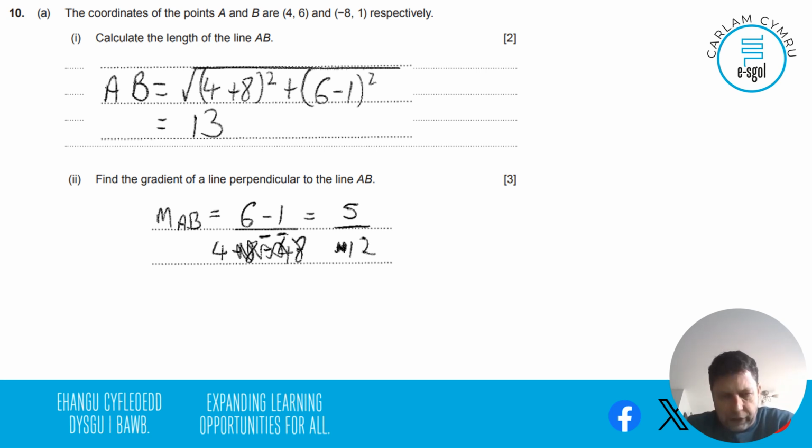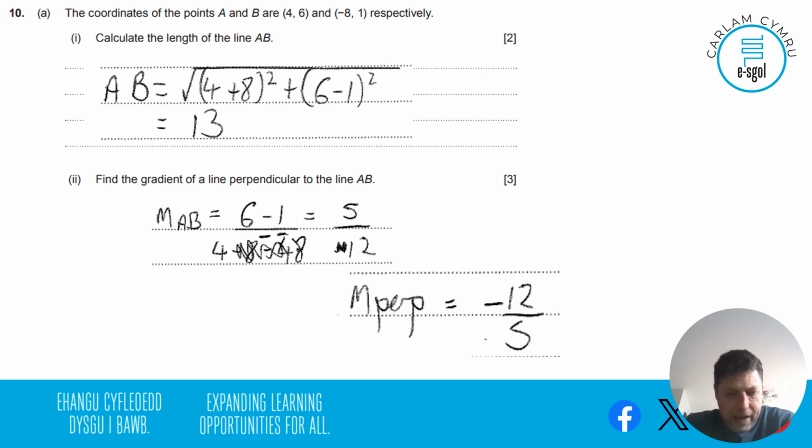But unfortunately that's not the end of the question, because it does say the perpendicular. So because I want the perpendicular, I have to change the sign to a minus, or the opposite sign, and change the denominator and numerator, because gradients of perpendiculars multiply to -1. So as I say, the simplest way is just to think about changing the sign and flipping the fraction over. All those are regular questions on these papers.